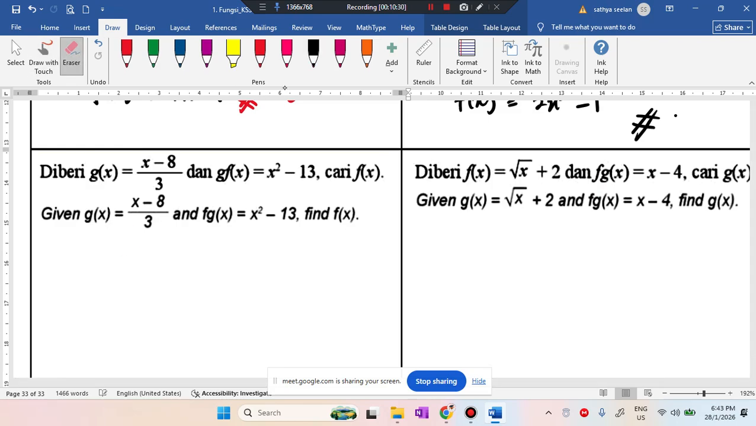Kira dia bagi macam tu. For a change, you jadikan dia GF. Hopefully we can solve that. Okay. Tak apa. You letak GF. Kalau benda yang sama, kenapa? Dia sini pun dia terbalik. Gila ni. Okay. I think the Bahasa Malaysia version is the correct one.